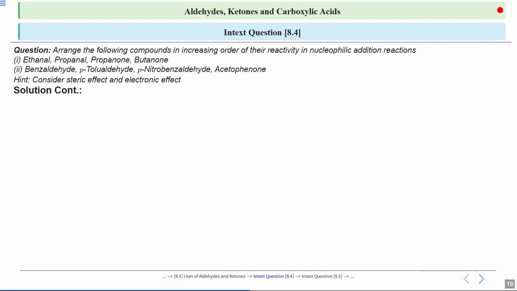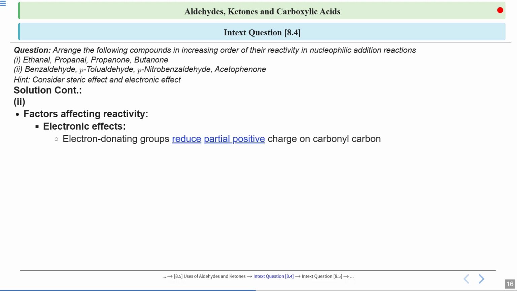Similarly, we are going to solve the second part. In the second part also, first we will sort out the factors that affect this reactivity. First we will see the electronic factor. The electron donating group reduces the partial positive charge on the carbonyl carbon, so it affects how easily a nucleophile can attack the carbonyl group. The groups that are electron donating will reduce the partial positive charge, so it is harder for an incoming nucleophile to attack the carbonyl carbon.